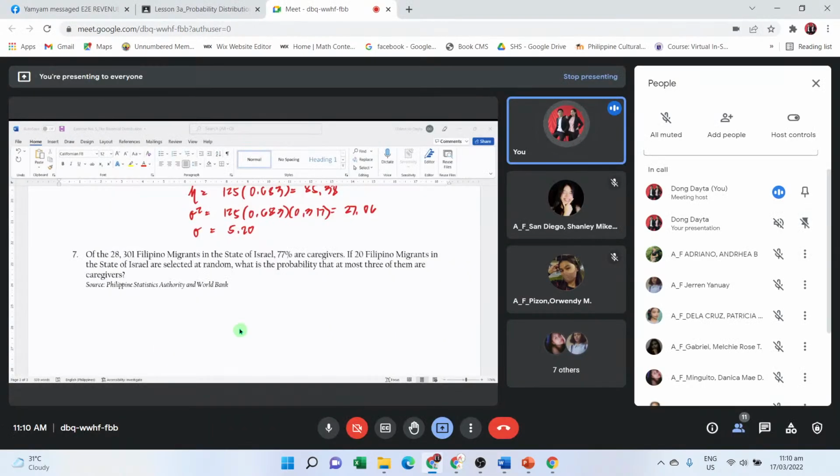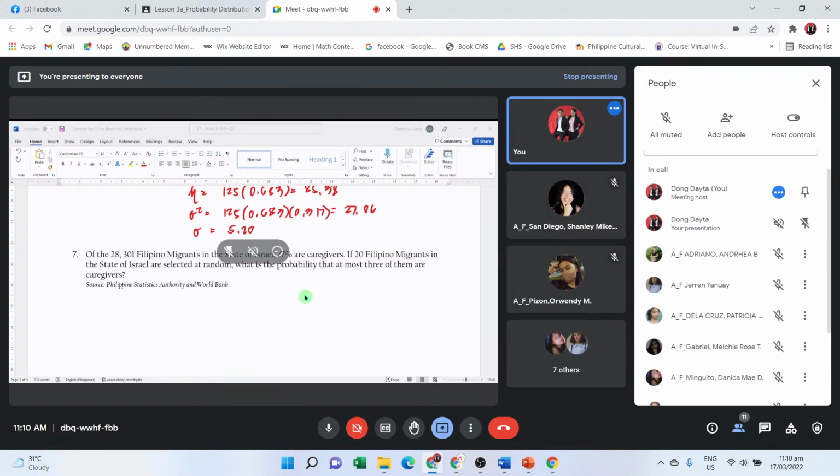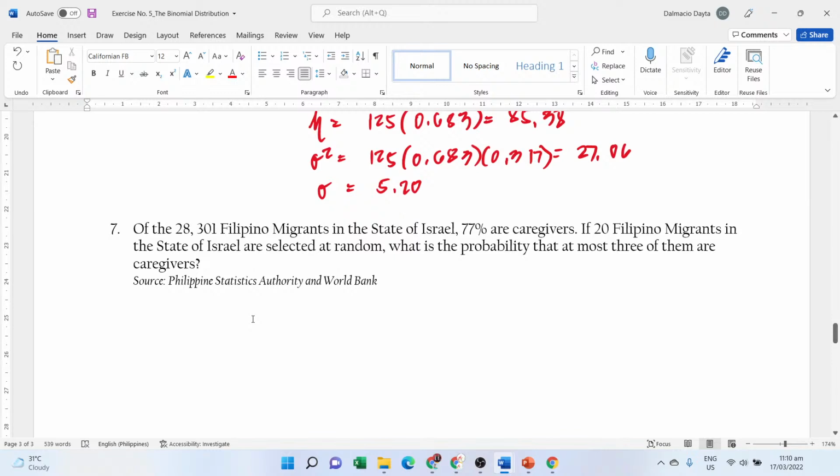Pahinga muna ako sandali ng pagsasalita. Will you please read? Nandiyan pa ba kayo? Patricia? Sige nga. Wendy, ikaw nga. Piso, pakibasa muna.